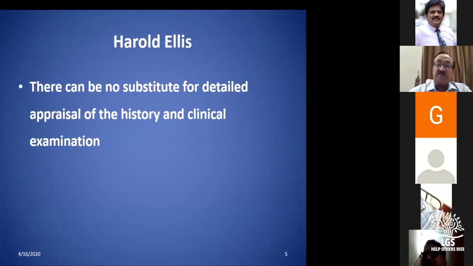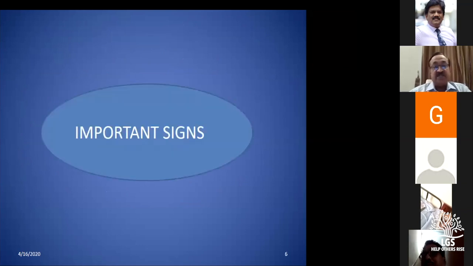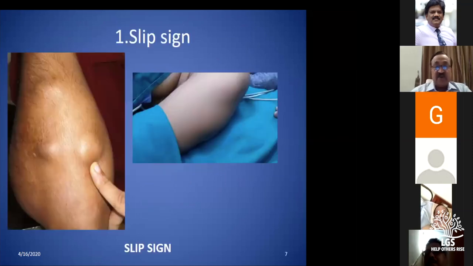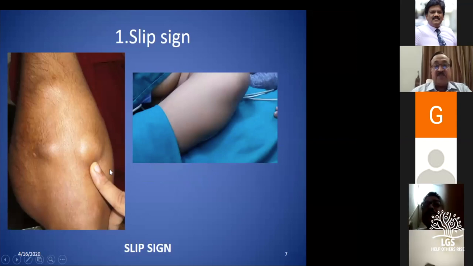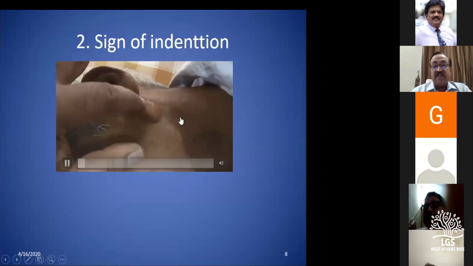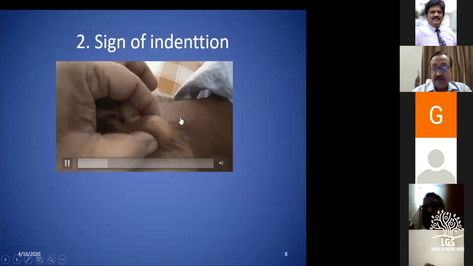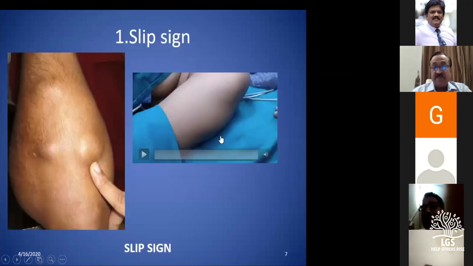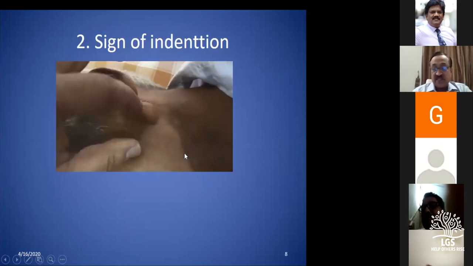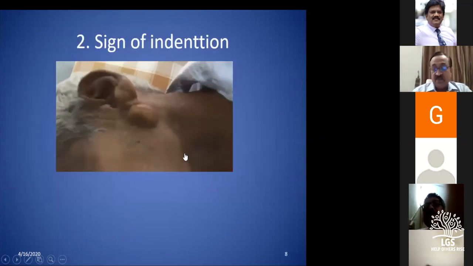There can be no substitute for detailed appraisal of the history and clinical examination. For quick benefit, some of the important signs: lipoma means you will have the slip sign. Here you can see a case of a sebaceous cyst with the sign of pitting, also called molding.